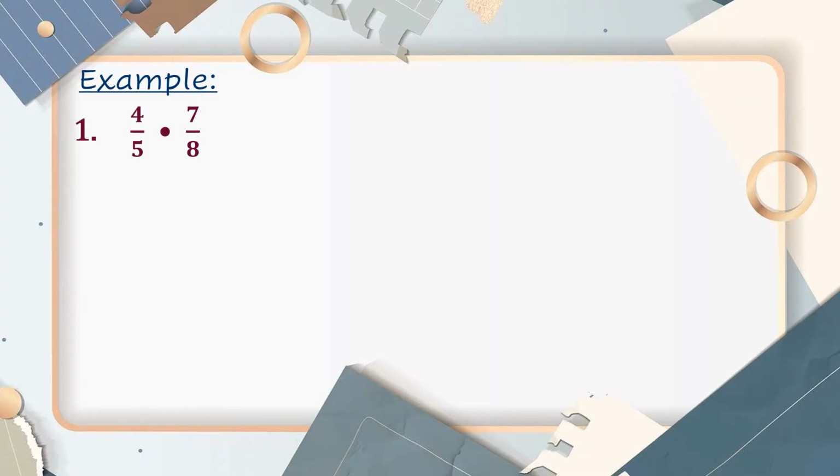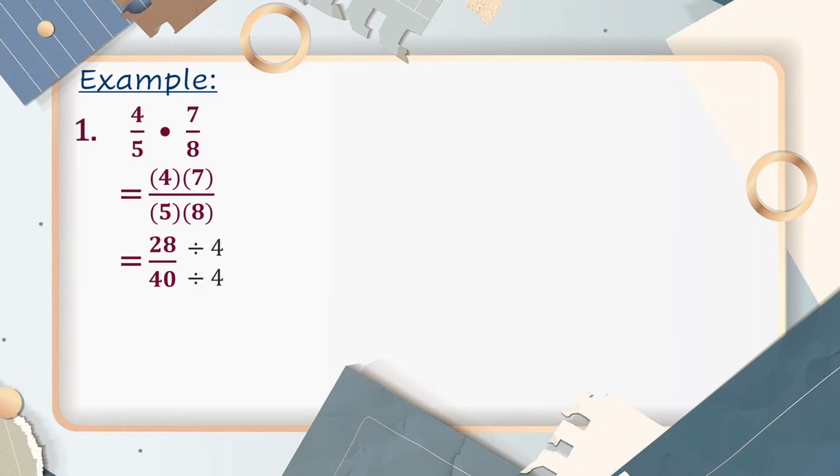Let's have an example. Number 1, we have 4 over 5 times 7 over 8. So sabi, multiply lang ang numerators, multiply lang din ang denominators. So let's multiply 4 times 7 and 5 times 8. So we have 28 over 40. 28 and 40 can be divided by 4. So pareho silang pwedeng i-divide ng 4. So, i-divide natin para maging lowest term yung ating sagot.